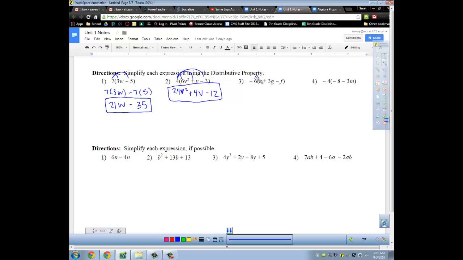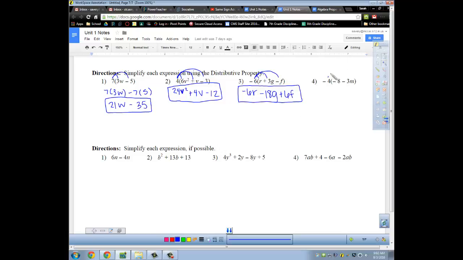Number 3, shoo, shoo, shoo. So -6 times r is -6r. -6 times 3g is -18g. -6 times -f is a positive 6f because a negative times a negative is a positive. I don't have any like terms, so I'm done. I will show you an example here in a little bit where we do have like terms, so we're going to have to do a little bit more simplifying.